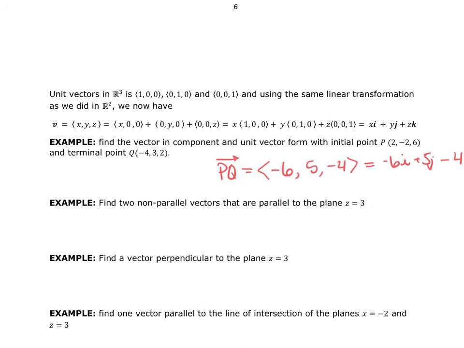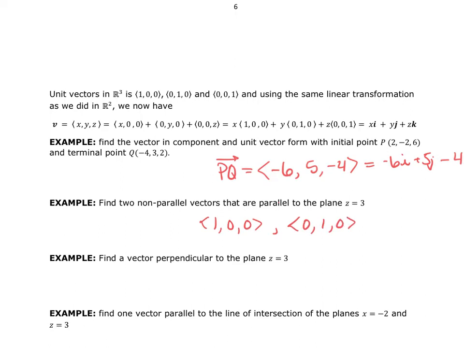Now, I want two non-parallel vectors that are parallel to the z = 3 plane. This goes back to my unit vectors. The easiest ones that will run parallel to the z equals 3 plane are my unit vectors, which would be the one in the x direction, 1, 0, 0, and the one in the y direction, which is 0, 1, 0.